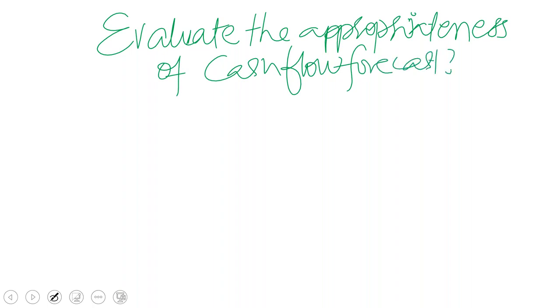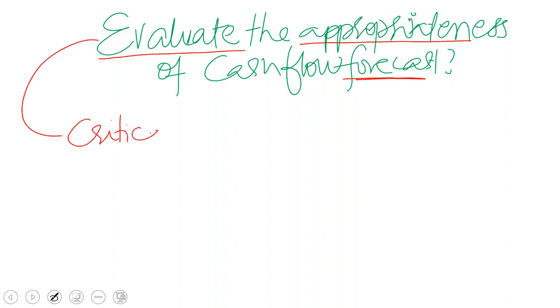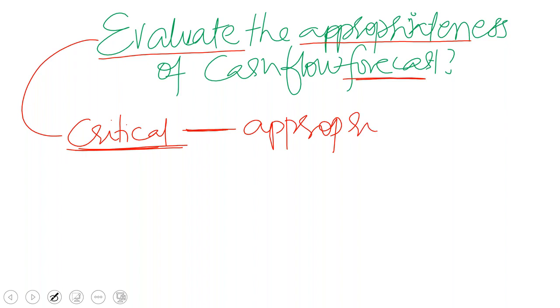Now, what exactly does this mean? This means that the examiner is asking you to evaluate the appropriateness of the forecast. Forecast can be anything, right? In March 18, you might get a profit forecast, for example. In March 18, you might get a capital expenditure forecast. Whatever the forecast is, what are we evaluating? We are evaluating the appropriateness. Evaluate means critical. Evaluate means you will critically look at the appropriateness. Appropriateness of what?